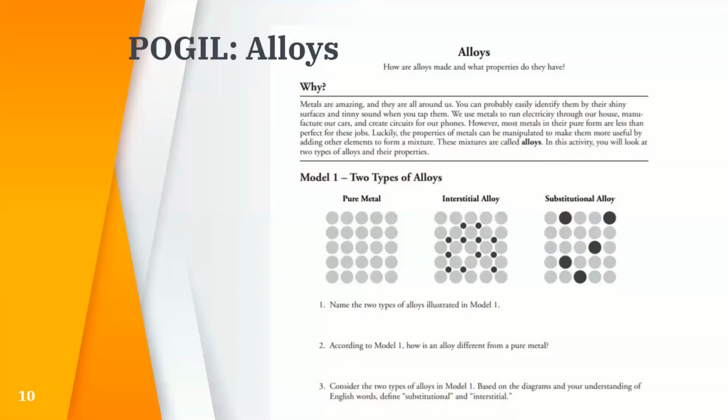To learn more about alloys, this POGIL, which stands for Process Oriented Guided Inquiry Learning, is available for students. This is in the AP POGIL book. And it helps them to learn about how alloys are made and their properties. And then working in teams, students discuss the models presented in the POGIL to make their own meaning.